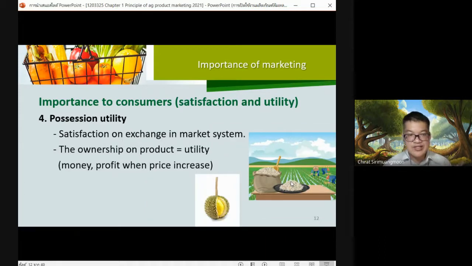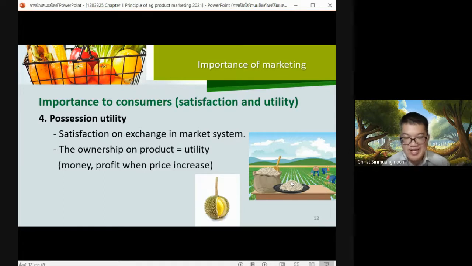The fourth one, possession utilities, or the owner utilities. So why is this important? Because the possession utility is the satisfaction of exchanging the products that you have on the market. So it means you have the right, in terms of the ownership of the products, and it will be used for exchange. Like you can use the rights that you have for money. You can use the rights that you have for other products. So this is the possession utility.